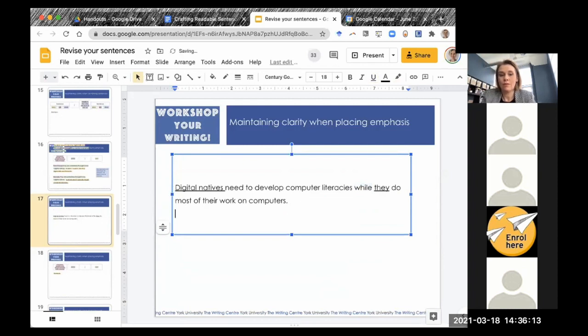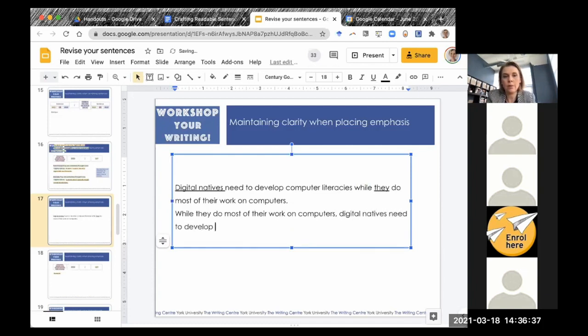Unless you want to do the subordinating conjunction trick of emphasizing that one part, and rearrange and introduce a comma. So you could say this: while they do most of their work on computers, comma, digital natives need to develop computer literacies. So you can see it's functioning just like even though was.